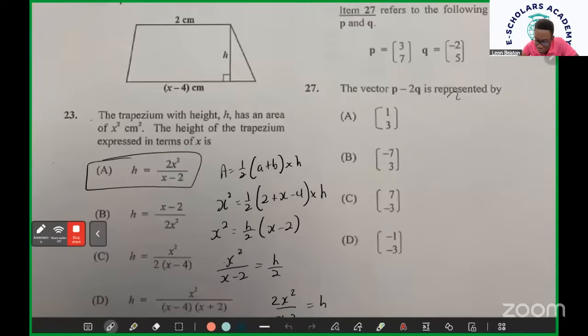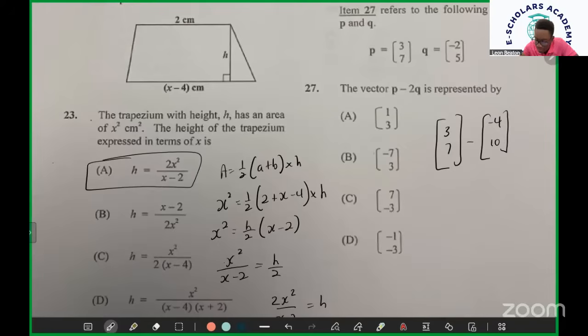So P minus 2Q. P would be 3, 7, minus 2Q. So let's multiply everything by 2. This will be -4, 10. So now we'll have 3 subtract -4 and 7 subtract 10. This will be 3 subtract -4, which turns to plus. So 3 plus 4 is 7. 7 minus 10 is 3.